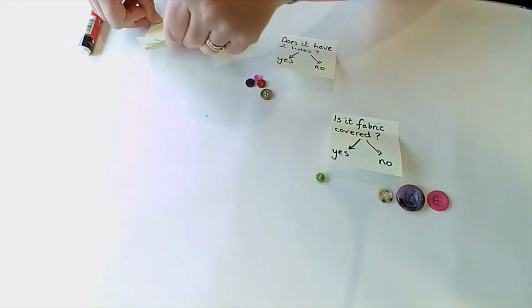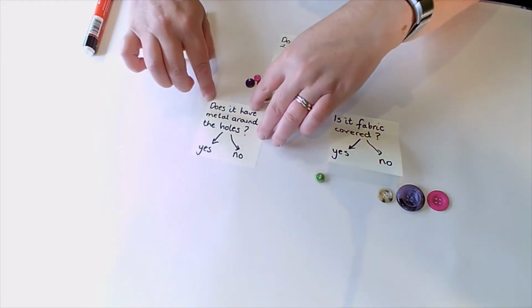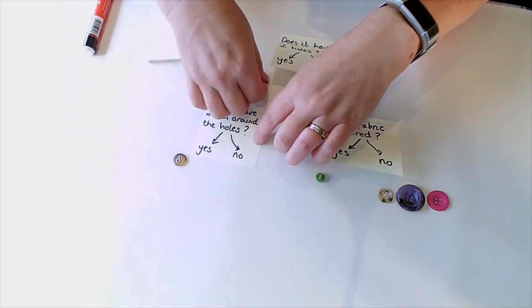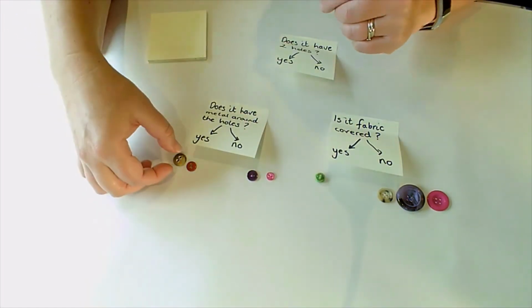because this is sometimes called a tree diagram. As you can see, the branches are branching out. It's called a branching tree diagram. If you're going to get really posh about it, it's called a dichotomous key. Dichotomous just means splitting into 2 each time.